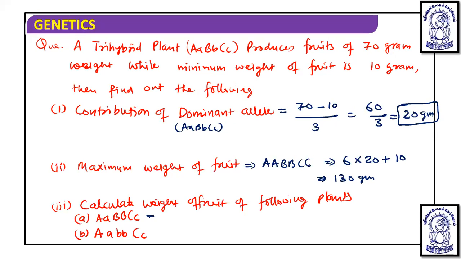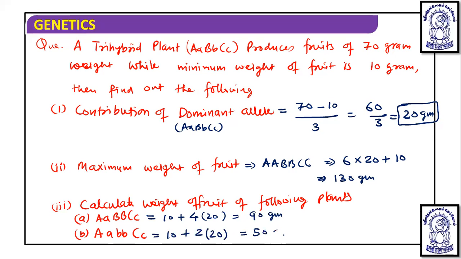And if you identify the particular weight of this fruit, then the minimum weight is 10 plus how many? 1, 2, 3, 4. 4 are dominant, and each dominant has 20 contribution. So 4 twos are 8, 80 plus 10, so it is going to be 90 gram. Same way here, the 10 is minimum, and here 1 and 2 are dominant. Each has a 20 contribution. So 20 twos are 40, 40 plus 10 is 50 gram.